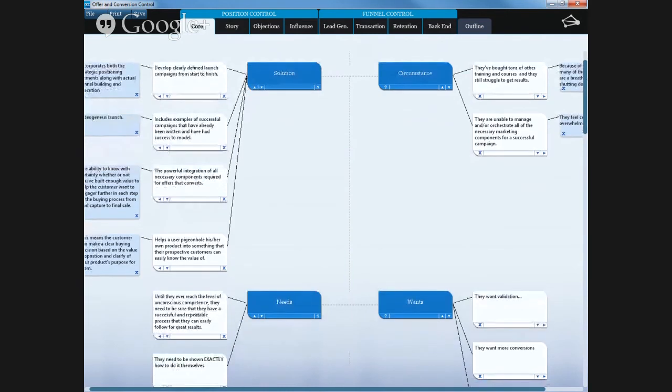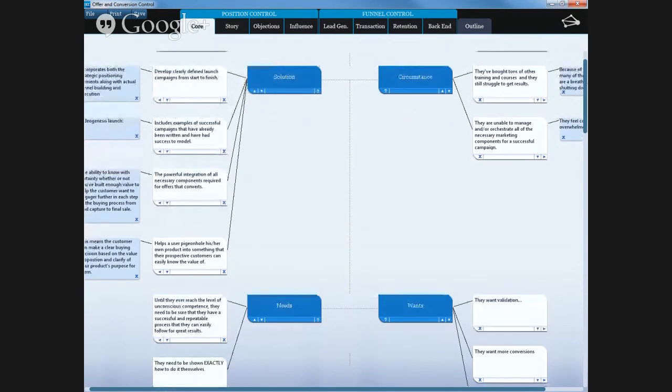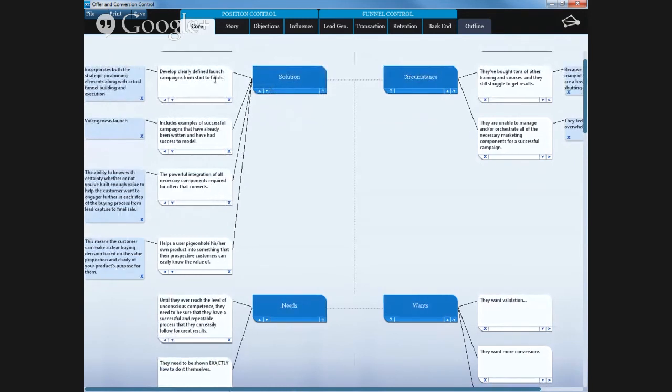But again, the solution itself is helping people to develop clearly defined launch campaigns from start to finish, incorporating both strategic positioning elements. So understanding what we talked about for the brand, these are the core elements we worked on today, along with the actual funnel building and execution through all that funnel control that you see there in the top right.